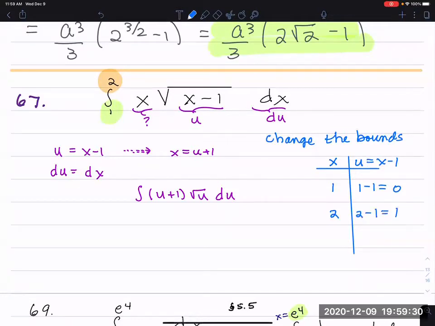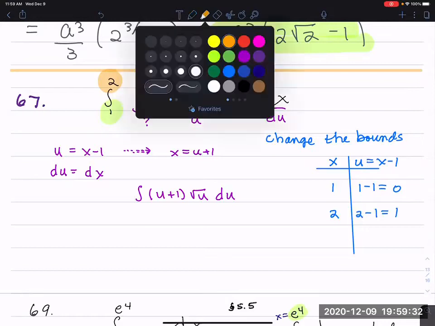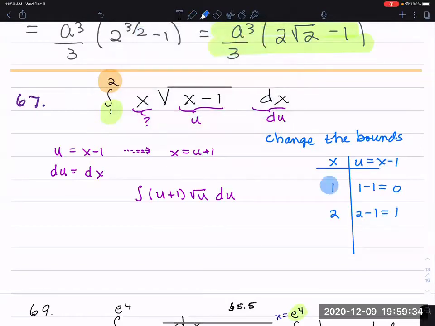And then I put those numbers, 0 and 1 over here. U equals 0 and u equals 1. X equals 1 and x equals 2 are the bounds for x, but I have bounds for u.